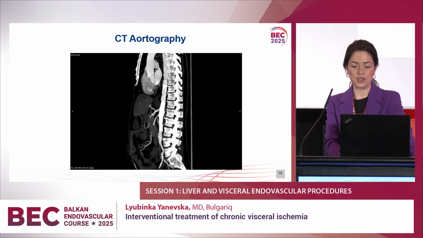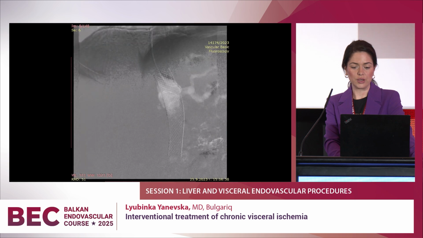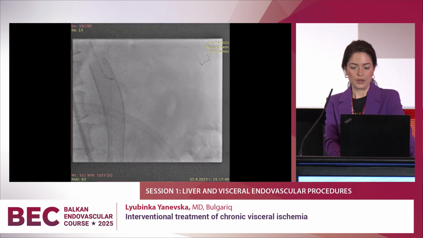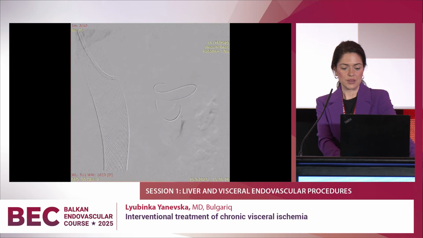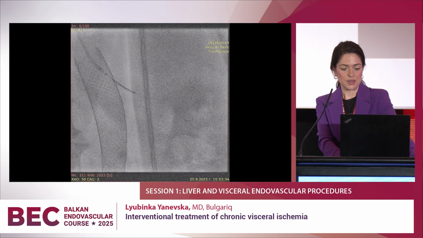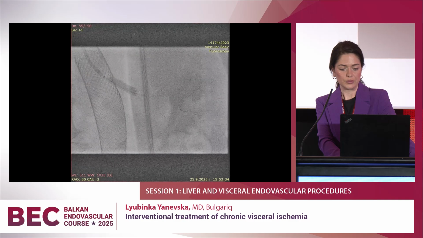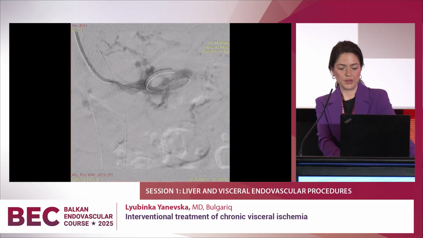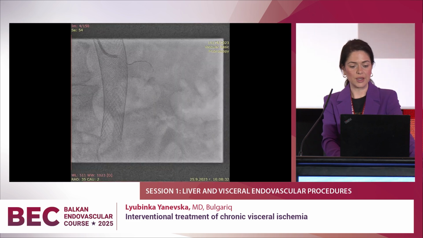This is a result of CT angiography with the same result. This is the angiography crossing the hydrophilic catheter, and predilatation with NC balloon using catheter extension. And this is the result after balloon dilatation. This is a stent implantation. And final result. The second step is stenting of superior mesenteric artery.